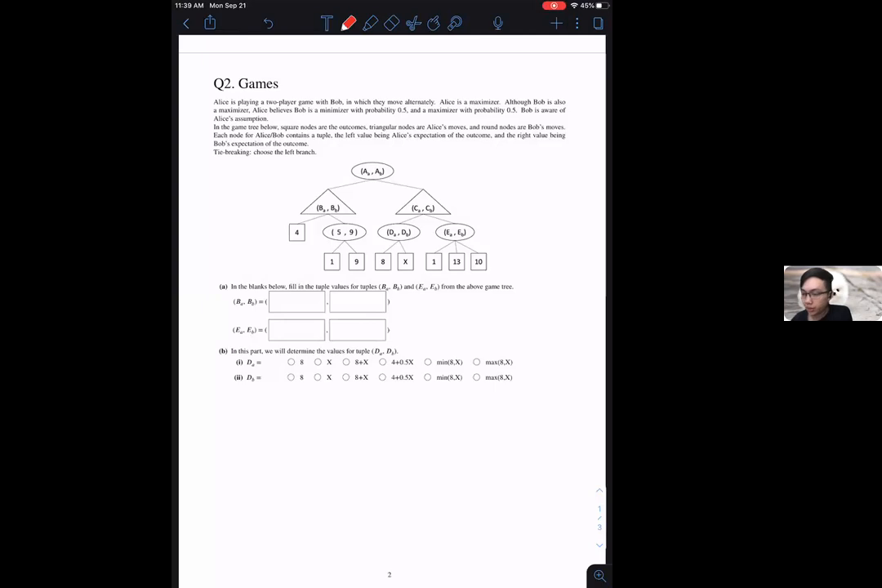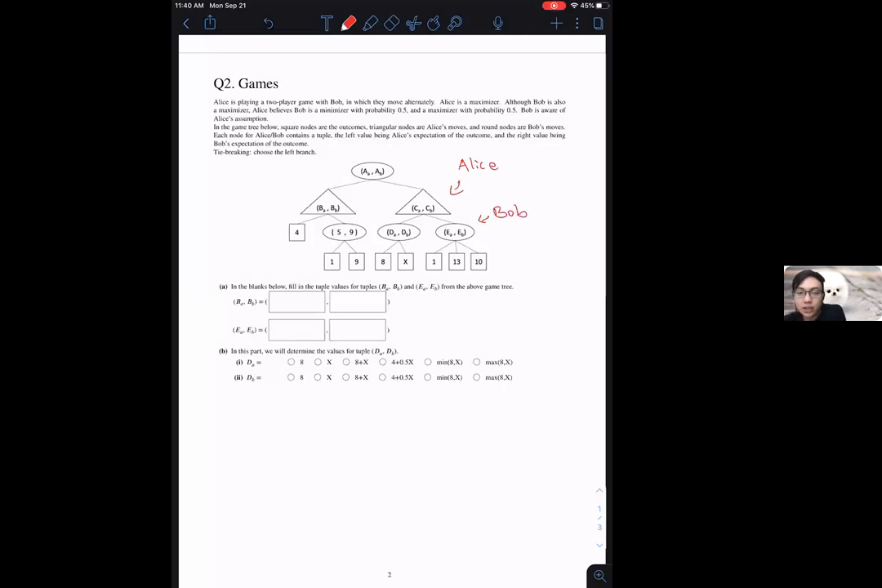So for question 2, we're given a slightly more traditional game tree, at least more traditional than question 1. And really what it's asking us is to display a 2-player game between Alice and Bob. And Alice is a maximizer, and her actions are represented by these triangle nodes. So this is Alice. And Bob is also a maximizer, and his nodes are represented by these ovals.